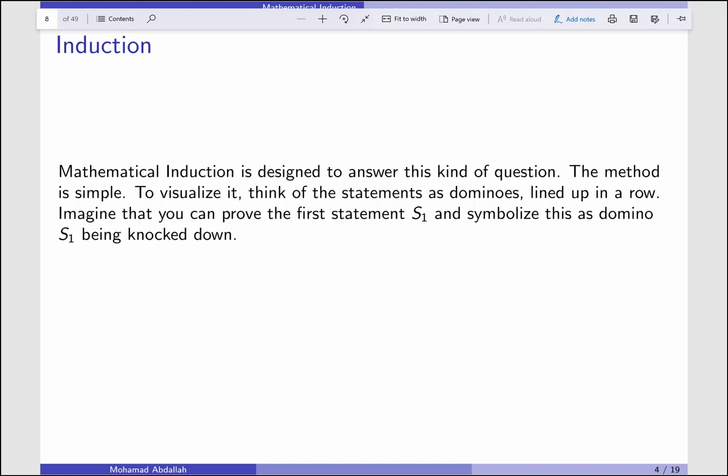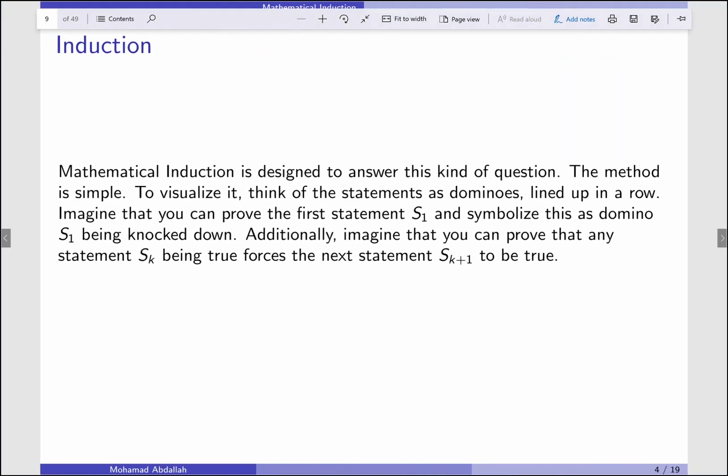Okay, so here's the idea. We're going to call each statement S1. The statement is going to symbolize domino S1, which is the first domino that will be knocked down. Additionally, imagine that you can prove that any statement Sk being true forces the next statement Sk plus 1 to be true. What does this mean?